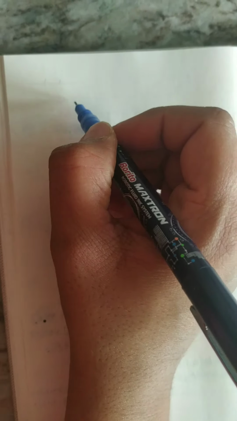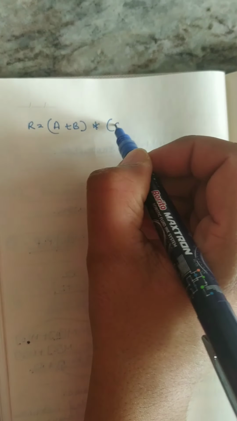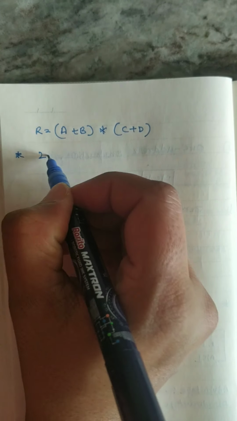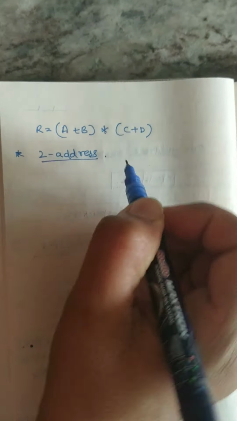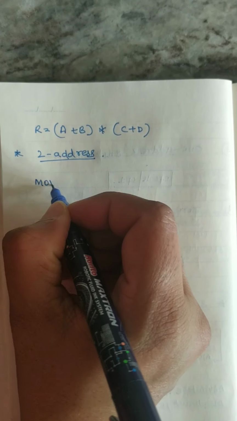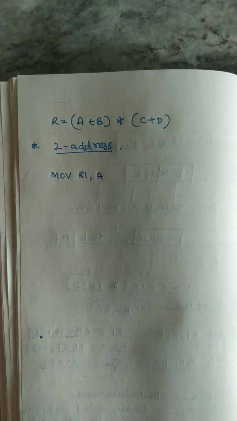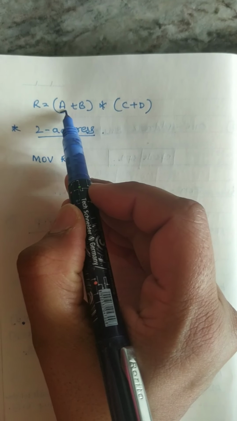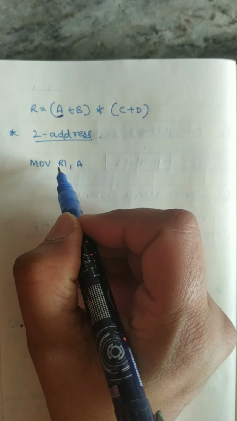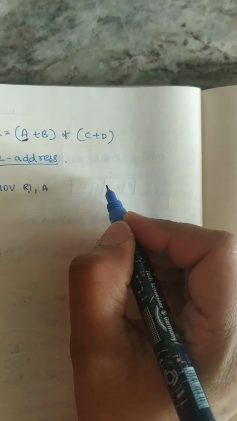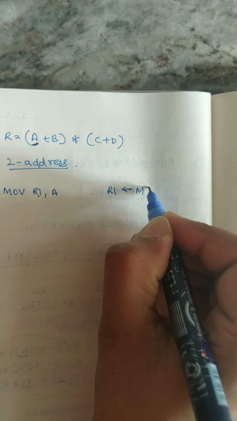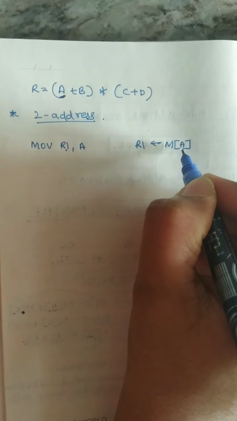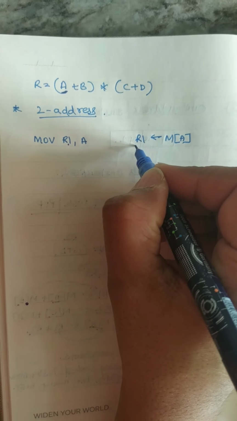Similarly, if we want to write the same statement, X equals A plus B multiply C plus D, in 2 address instruction, it will be like MOV R1, A. As we can use only 2 address fields in our instructions, we will transfer the contents of the variable A into our general purpose register R1, and the statement will be executed as R1 equals M of A. The contents of the memory location at A will be transferred to the register R1.